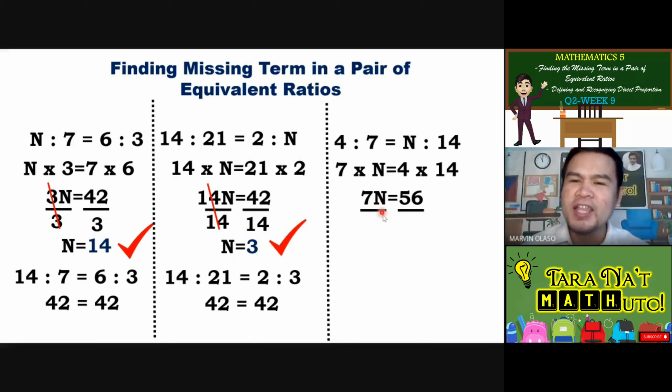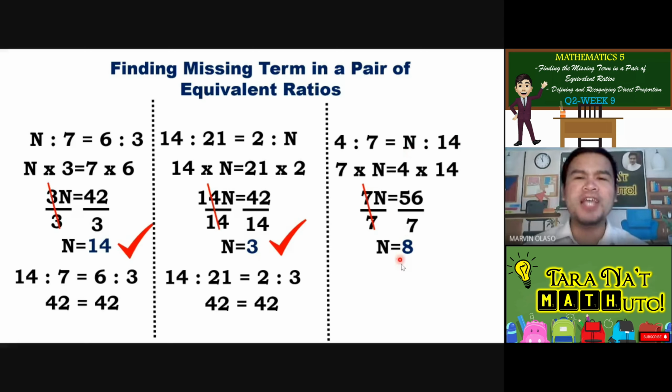Okay. Ano ang i-divide natin? Yes, 7. Divide both by 7. Then, tanggalin na natin yung 7. So, ang matitira ay n. Divide mo naman yung 56 divided by 7. We have the answer. So, ang nawawala daw doon ay 8.